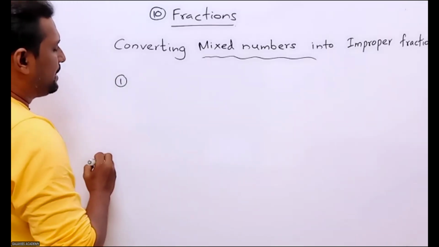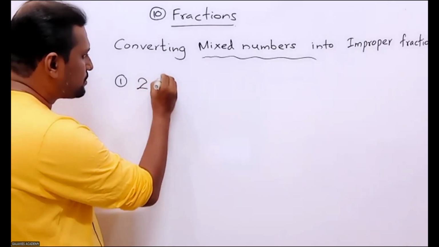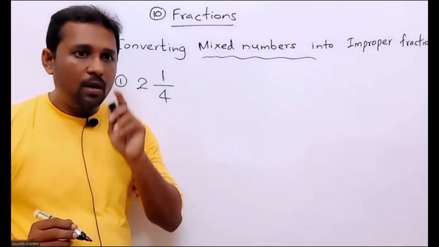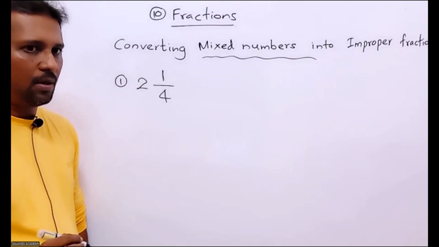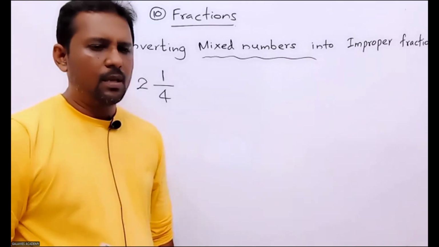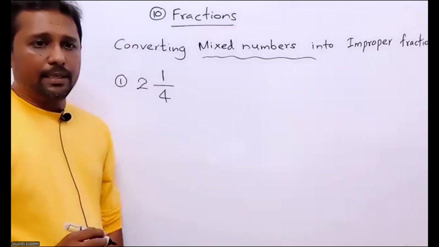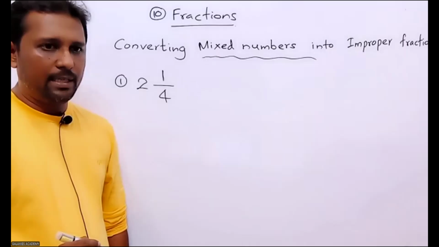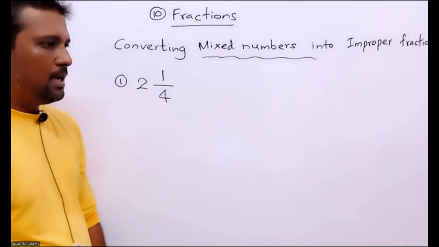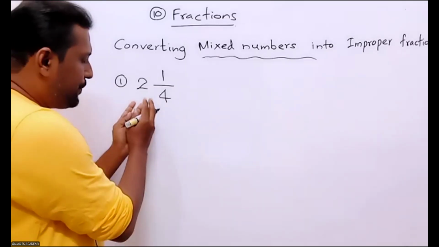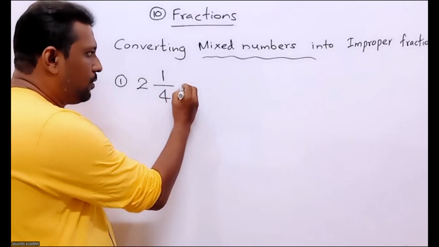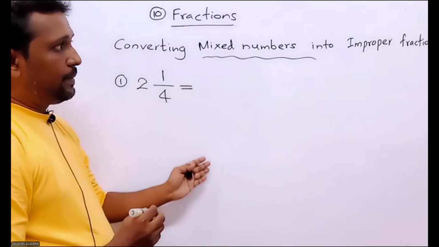The first example I will write is 2, 1 over 4. Can you identify the whole number of this mixed number? The whole number is 2. What is the denominator? 4. What is the numerator? 1.